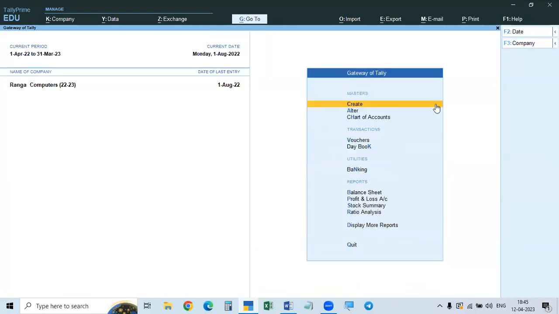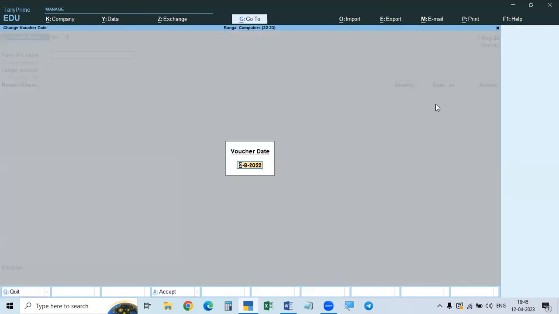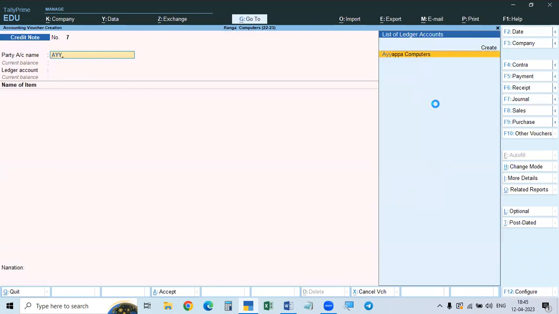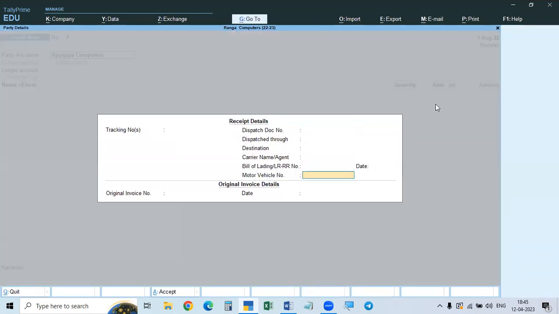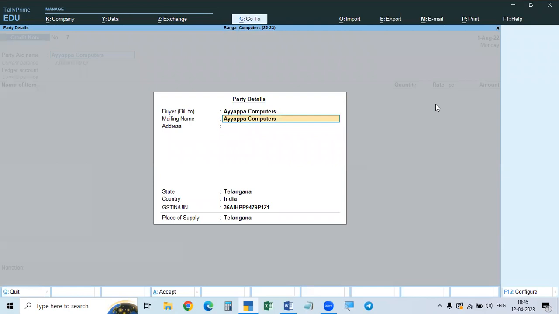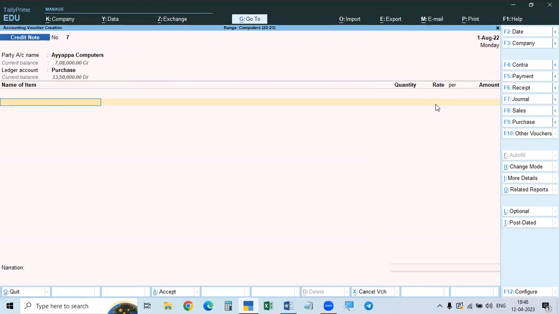Credit note means Alt F voucher, Alt F6. For the date, for example, you take 1st August. So Ayappa Computers, and here the original invoice is 258, 31st July. Save it, and here you take only purchases, not purchase returns or others, only purchases. Just type P to get purchases.